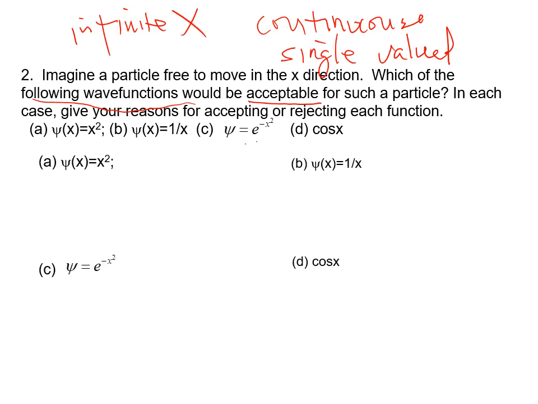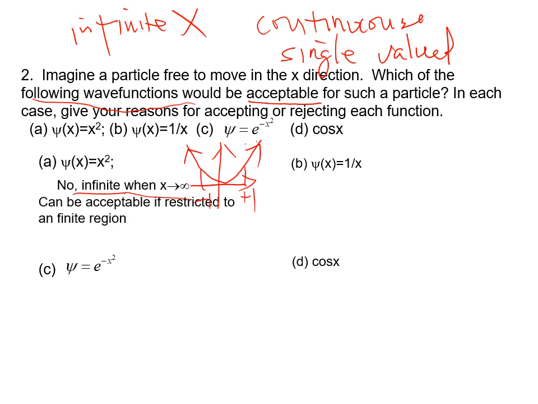The first one is x squared. If we plot it, you will see the function goes to infinity at both ends. And therefore, this function cannot be a wave function, because it goes to infinity. However, if we confine the wave function to a certain range, for example, here from -1 to +1, then this is acceptable as a wave function. If it doesn't have a range, then it is not acceptable.